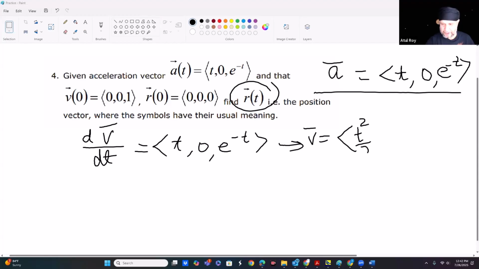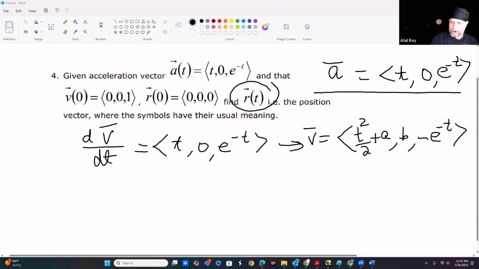So the first component would be, say, t squared over 2, right? And the second one would be what? That will just be a constant, right? And the third one would be negative e to the negative t. Are we good on this?